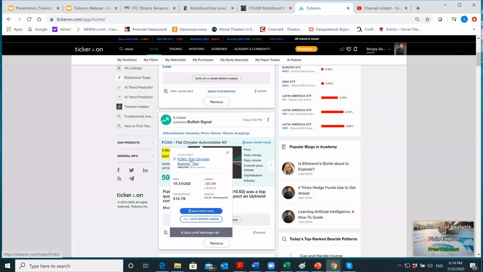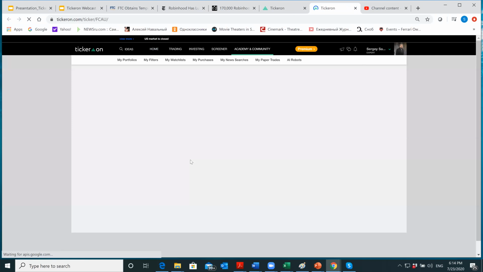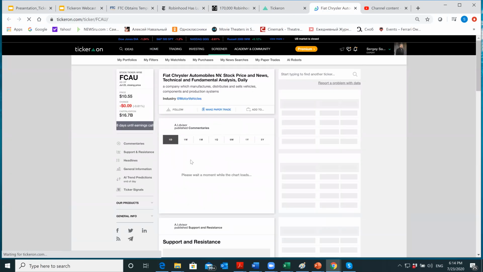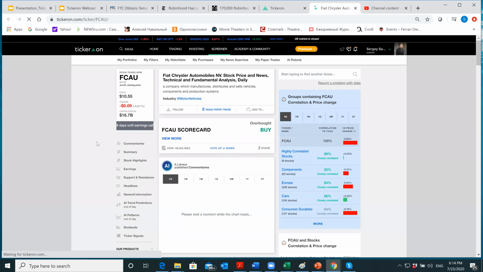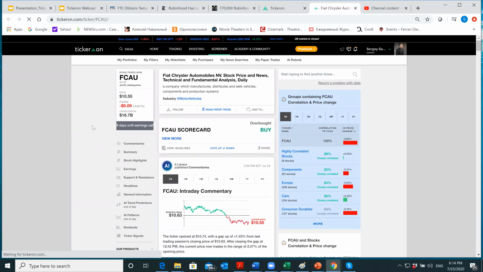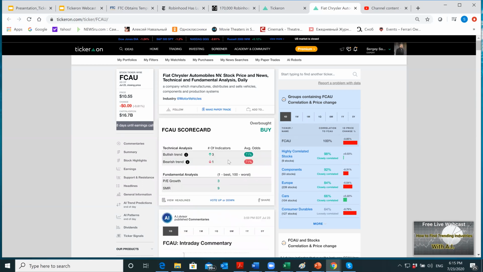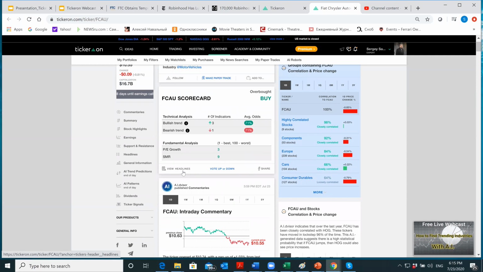Now we're going to get more information about this company. I will orient you here, because this is an important page for every single stock, where you'll find a lot of interesting things. As you can see, the industry is motor vehicles, Fiat. This is a scorecard. The scorecard shows you all kinds of indicators together, and our conclusion from the analysis is a buy.